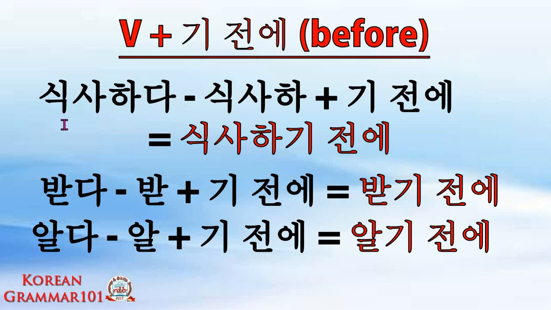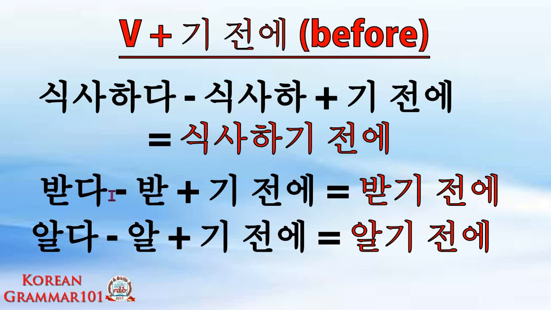The first example here is 식사하다. 식사하다 is a verb that means to eat. So the first thing that we have to do is to drop the 다. So the remaining word now is 식사하. Then we attach 기 전에. So it becomes 식사하기 전에. That means before eating.